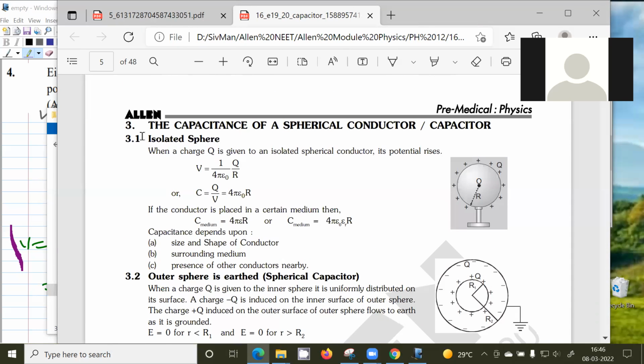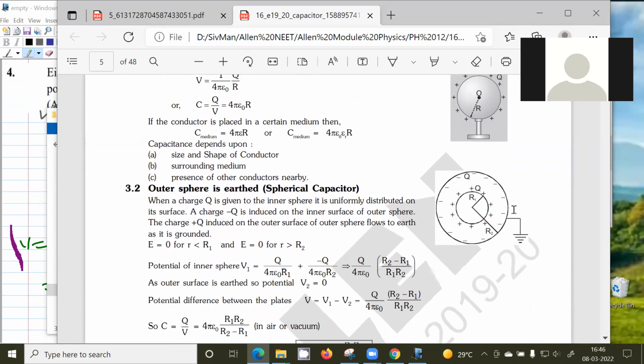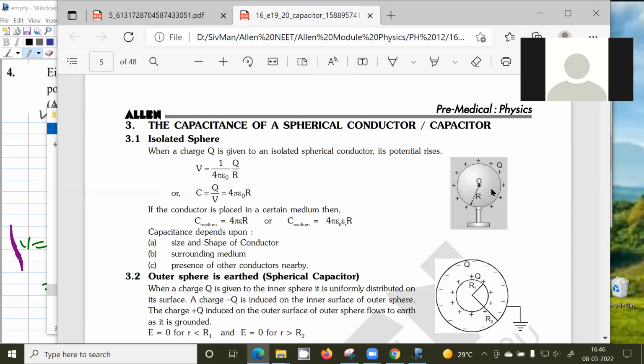See this one, isolated sphere. Capacitance is 4 pi epsilon naught R, where R is the radius, and this is a spherical capacitor. Whether it is a spherical shell or a sphere, both will be the same, because even if it's a solid sphere, it's a conductor, so the charge will move to the surface. In that case, this is the capacitance.